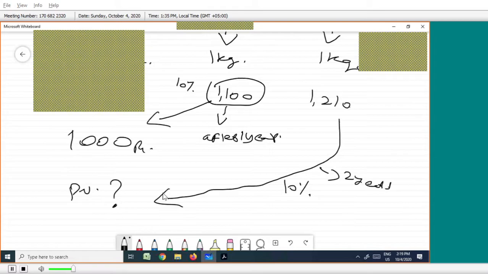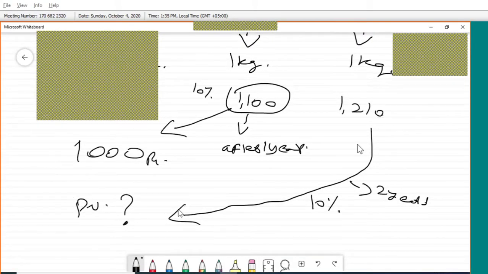From Revati, 1000 rupees. Kavita, 1000 rupees. Present value is 1000, sir, even after 2 years. From Darshini. From Preeti, 1100. After 2 years, I have 1210.